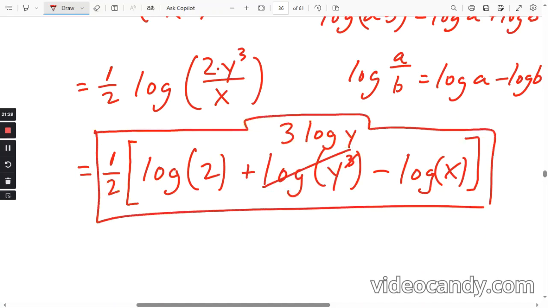The only other thing you can do is distribute the 1/2. The 1/2 would be in front of this. 1/2 times 3 is 3 halves in front of that. And it will be a negative 1/2 there if you needed to distribute it. But that's it right there.